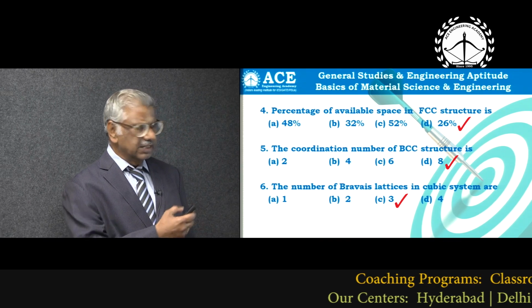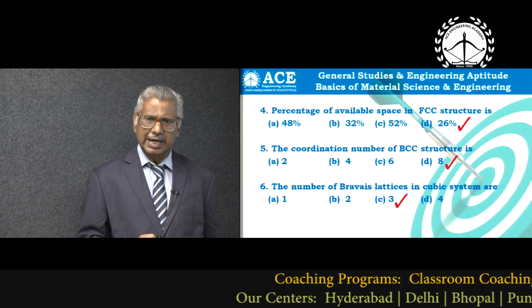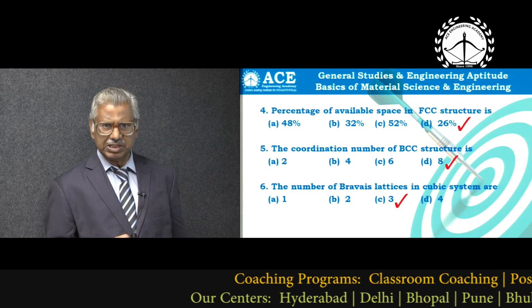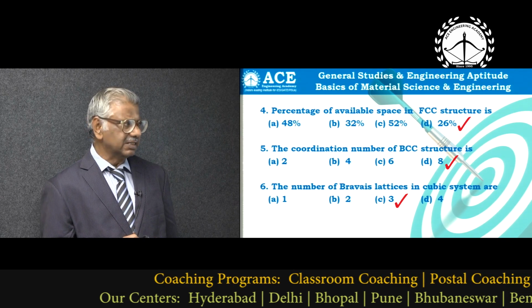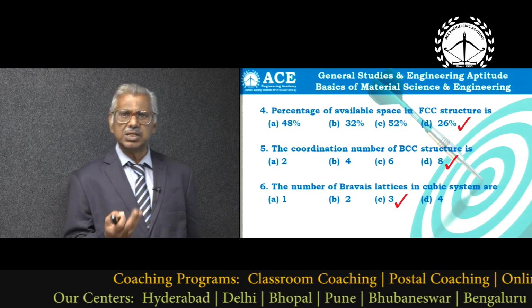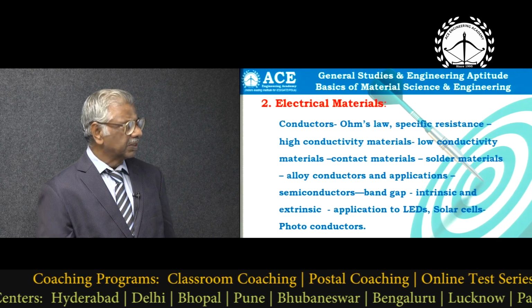As you know, the answer being 8. Similarly, the number of Bravais lattices in, let us say, a cubic system. So here you should know that it is not the total number of lattices, it is purely in a cubic system. How many are there? We are asking. The answer being 3, as you know.